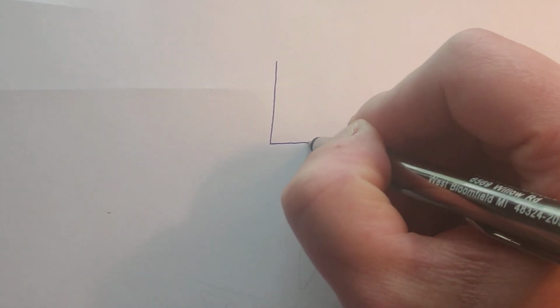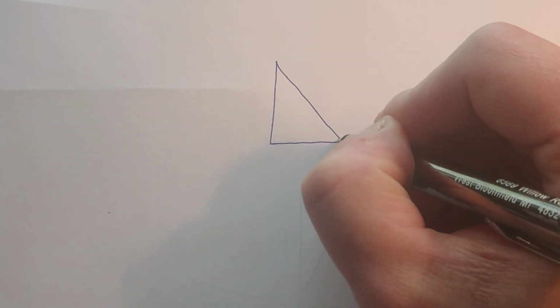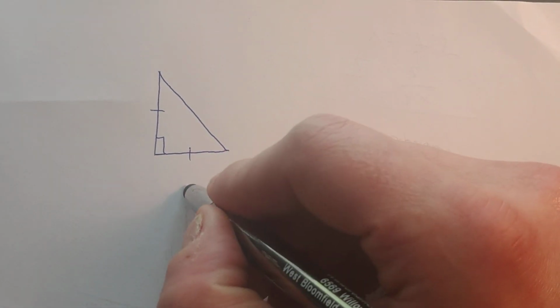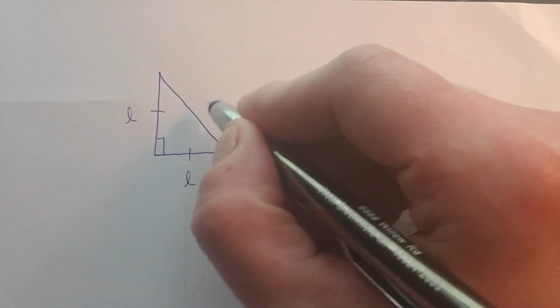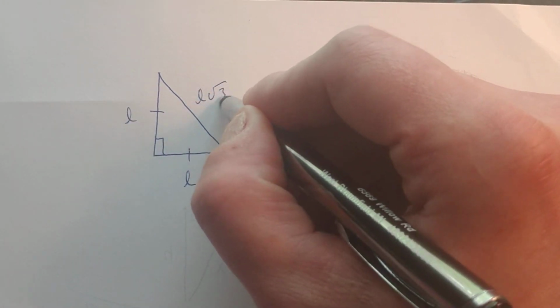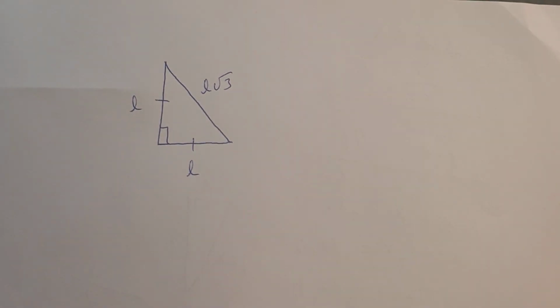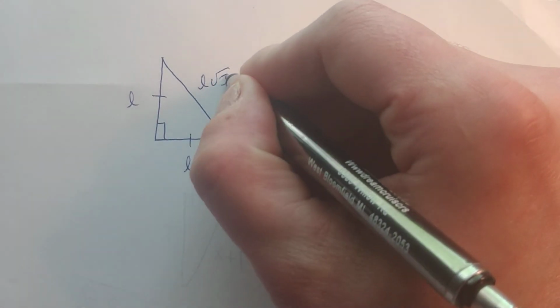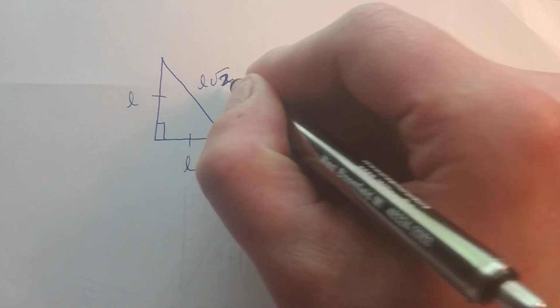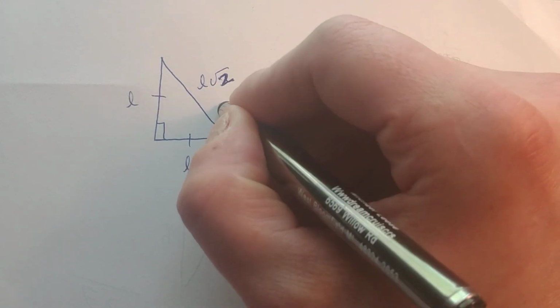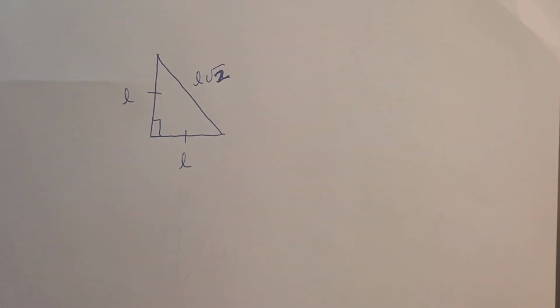So, just really quick, looking at some special triangles. Remember the ratios, and hopefully these are still in your notes. Just remember, if this is 45, 45, we want L square root of 2. That's L square root of 2.